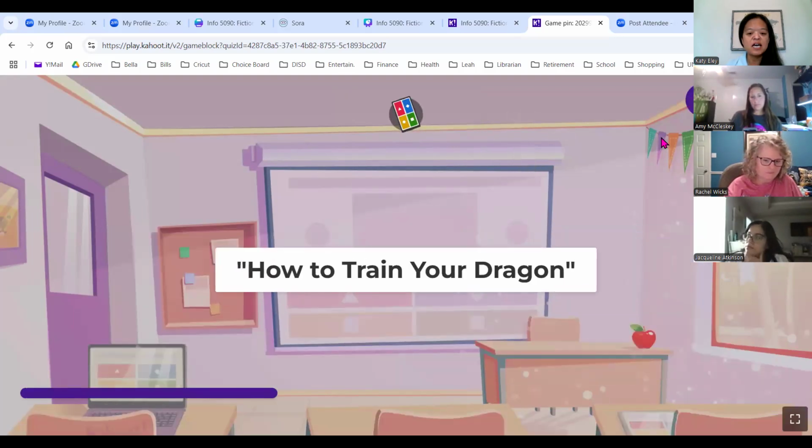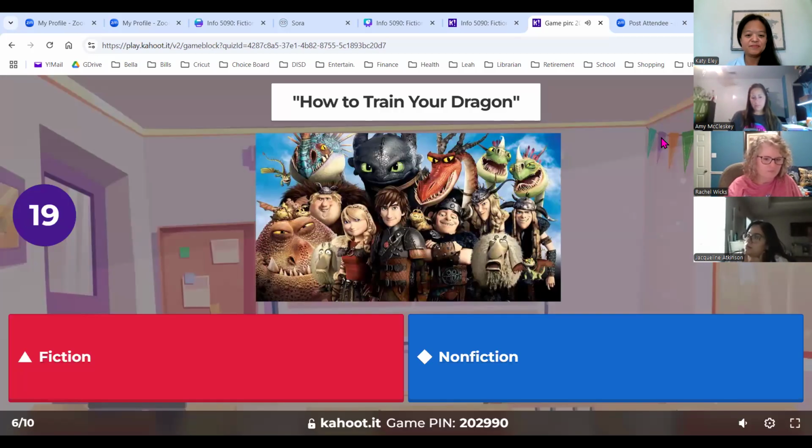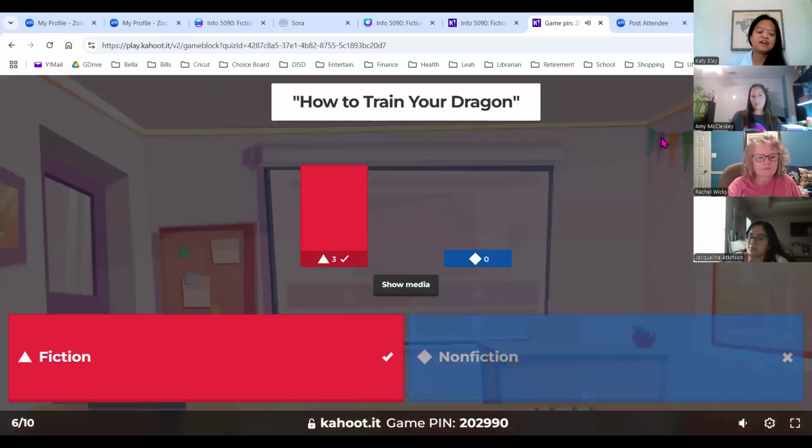Okay, question number 6. How to Train Your Dragon, fiction or nonfiction? Great movie, by the way. Yeah, of course, it's fiction. How do you guys know it's a fictional story? Dragons aren't real. There you go. Yeah, dragons are not real. No, the kids will try to convince you otherwise, but no, you're right. It is not real.